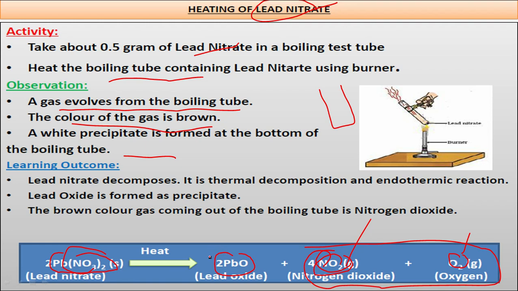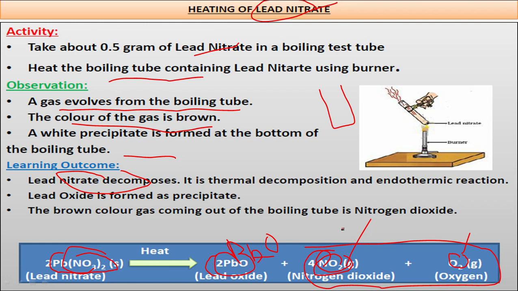A white PPT of PbO, that is called PbO, lead oxide. Lead oxide is formed, PbO. So here lead nitrate decomposes, and for the decomposition it absorbs energy. We have to provide the energy, then only it will decompose. So that's why it is not an exothermic reaction, it is an endothermic reaction.